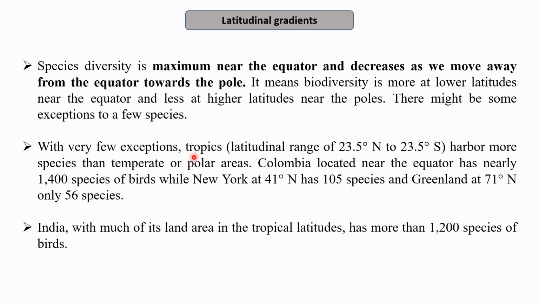There might be some exceptions, although to few species. With very few exceptions, the tropics, which are the latitudinal range of 23.5 degrees north to 23.5 degrees south, that is the Tropic of Cancer and Tropic of Capricorn, harbor more species than the temperate or the polar areas. Colombia, which is located near the equator, has nearly 1,400 species of birds, while New York at 41 degrees north has just 105 species, while Greenland at 71 degrees north has only 56 species.